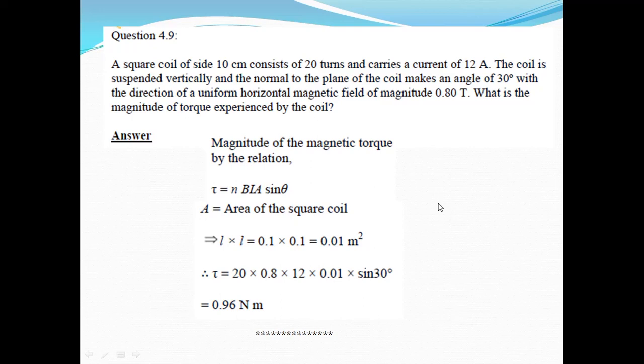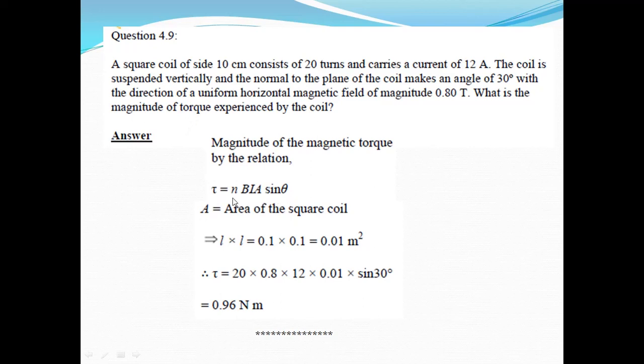The next problem. A square coil of side 10 centimeter consists of 20 turns and carries a current of 12 ampere. The coil is suspended vertically and the normal to the plane of the coil makes an angle 30 degree with the direction of a uniform horizontal magnetic field of magnitude 0.80 Tesla. What is the magnitude of torque experienced by the coil? So we have a very direct formula for torque. Torque is equal to NBIA sine theta.